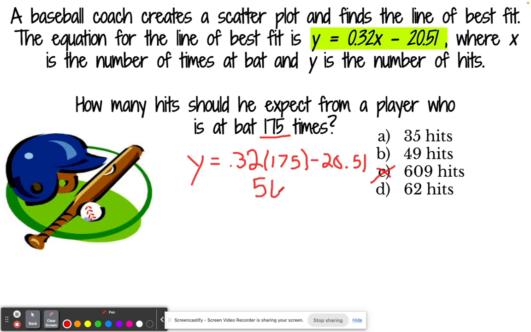56 minus 20.51. And I knew I typed it in wrong because I would have ended up with a negative number of hits, and a negative number of hits does not make sense. 56 minus 20.51 I get 35.49. 35 hits approximately. I'm going to make my approximately symbol, kind of. 35 hits.